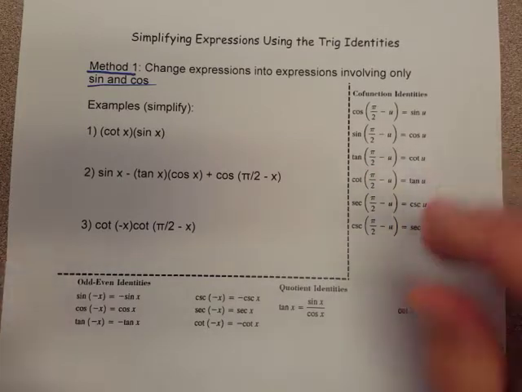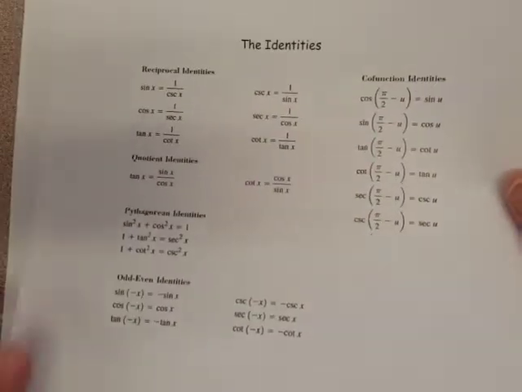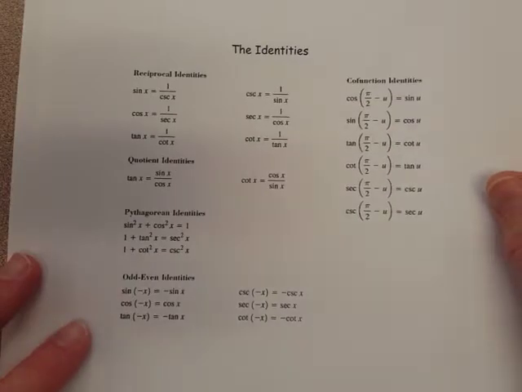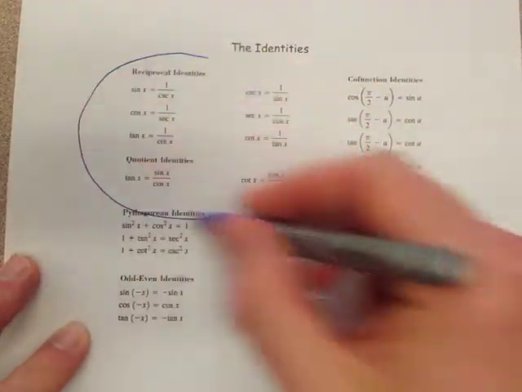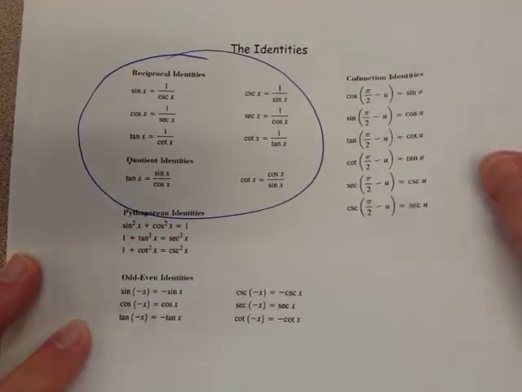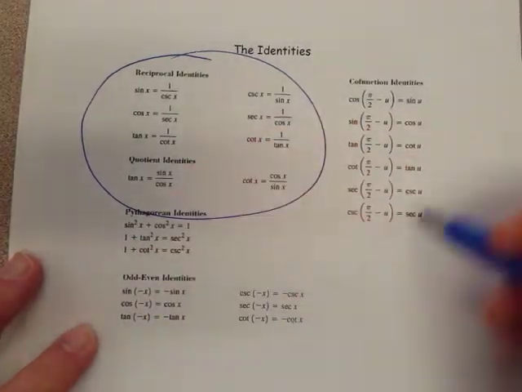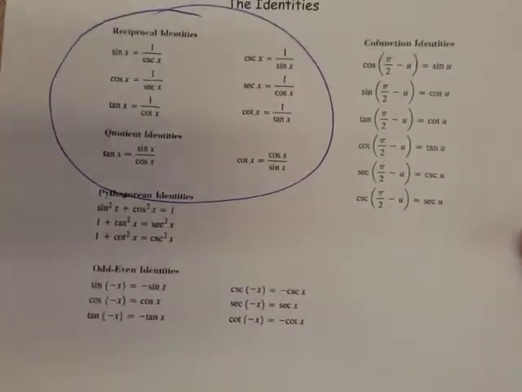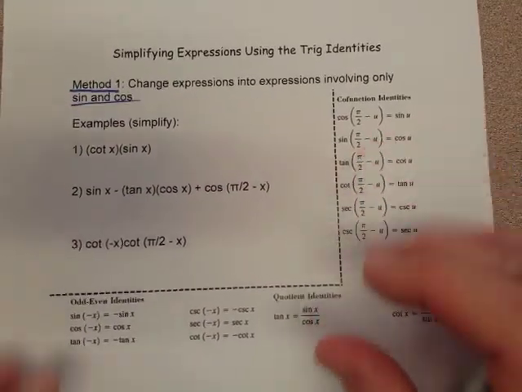There are also the reciprocal identities, which you saw on this sheet, or if you have your identities page, you'll see these reciprocal identities as well. We'll be using those quite a bit too, but just this page right here is going to be a lot of what we do in 5.1 and 5.2. So we start with this one.